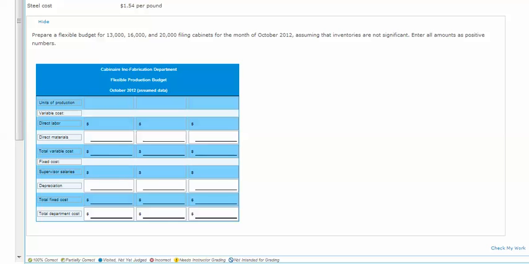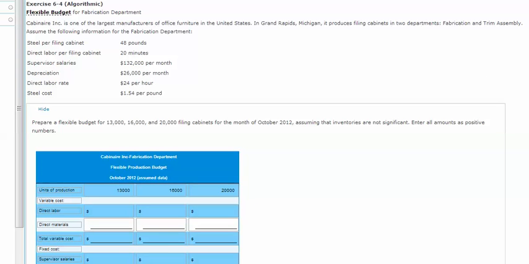So we're preparing a flexible budget, and when we do so, we are preparing a budget based on multiple levels of production. So we have 3 different levels of production. I'm going to enter those levels here. The first one is 13,000. The next one is 16,000. And the last one will be 20,000. So I'm just putting those numbers in there for me to have as a reference.